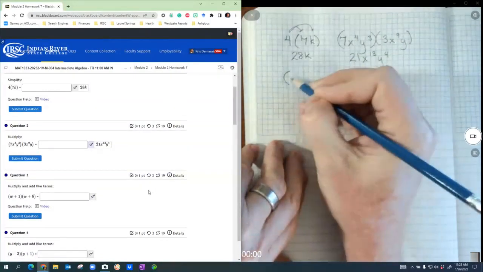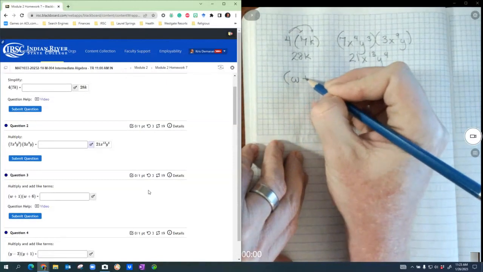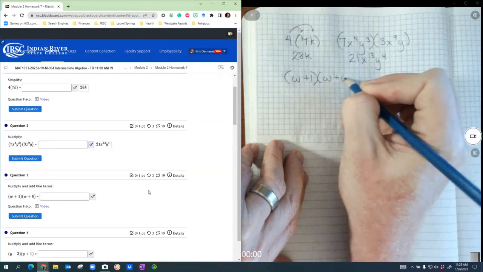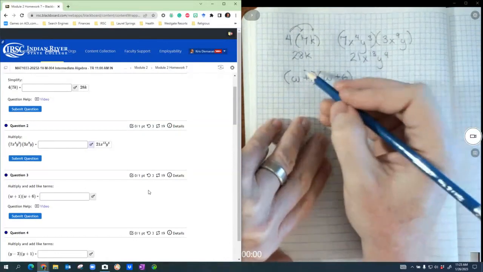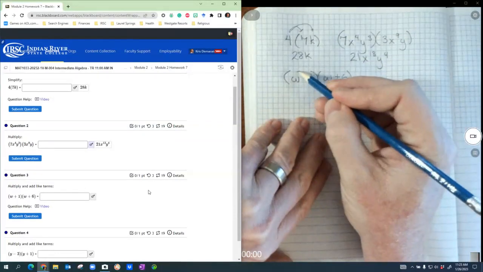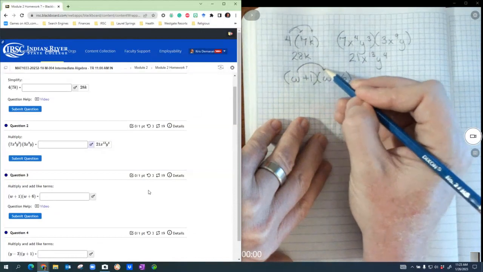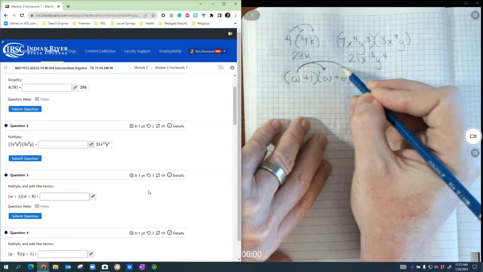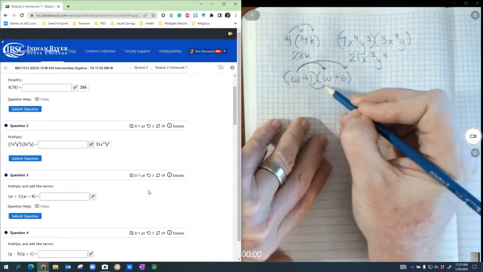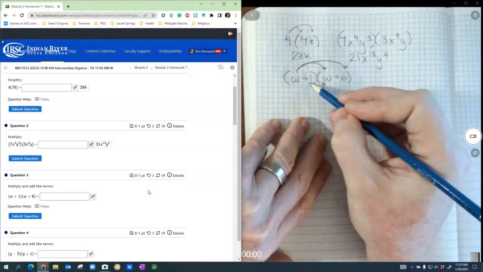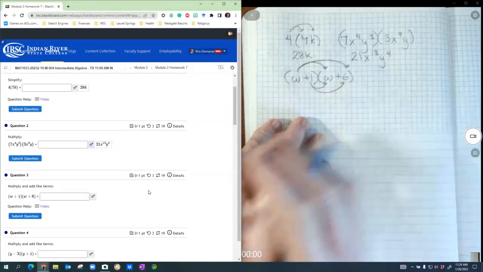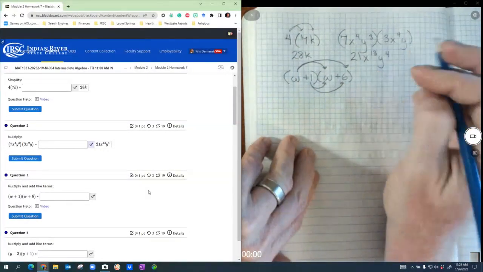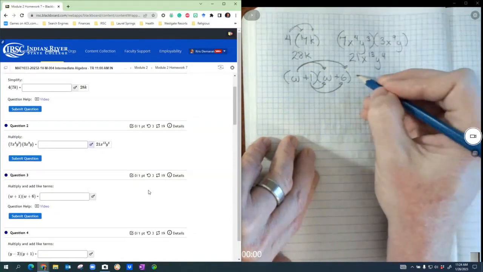Now, when you have binomials, when you're multiplying a binomial times a binomial, you're using the distributive property. But in this case, it's the FOIL method. This is distributing the first term to both of the terms in the other binomial. Then you have the outer terms of the binomial, then the inner terms, and then the last terms of the binomial. Okay? So that's FOIL. But it's the distributive property.